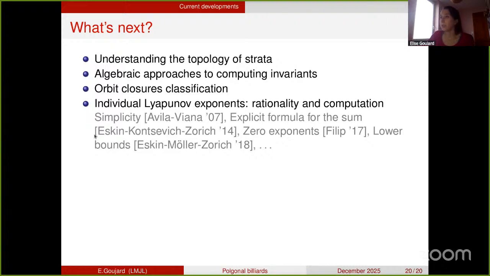So what we do know is that the Lyapunov spectrum is simple, by Avila-Viana. There is this explicit formula for the sum. We know in what cases there are zero Lyapunov exponents. There are some lower bounds for partial sums, etc. But this is the only thing we know.